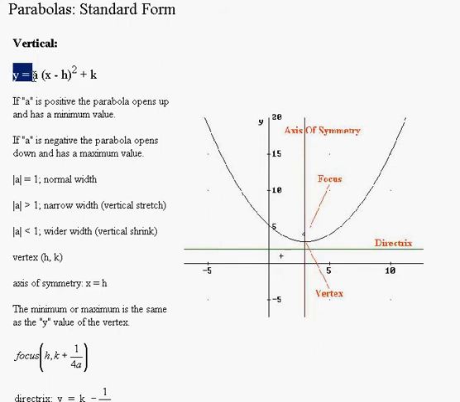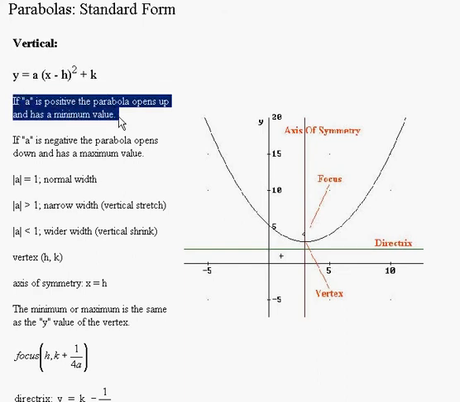So first of all, remember that the formula for a parabola in standard form is y equals a times (x minus h) quantity squared plus k. It's important that you have that memorized. We're going to ask you what a is. We're going to ask what h is. We're going to ask what k is. So make sure you know all of that information.